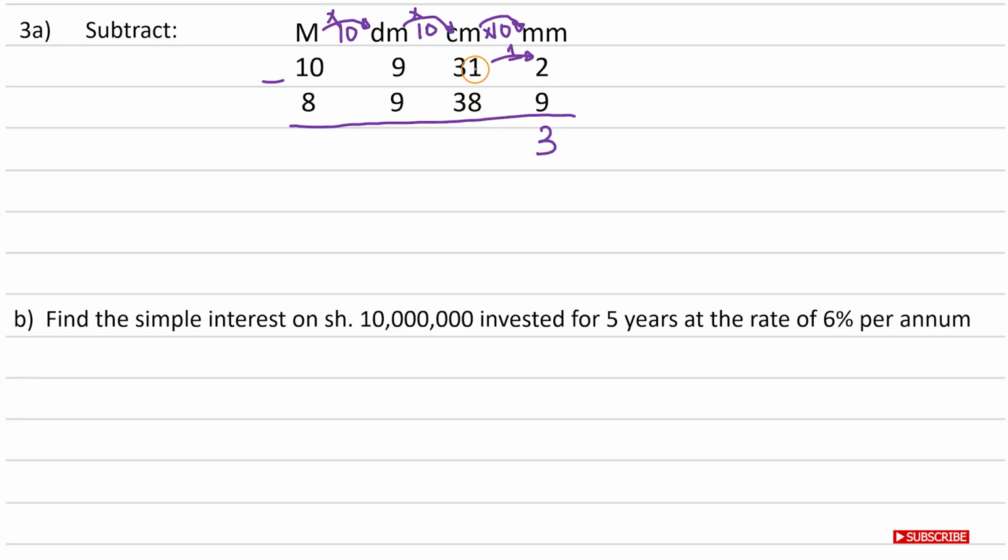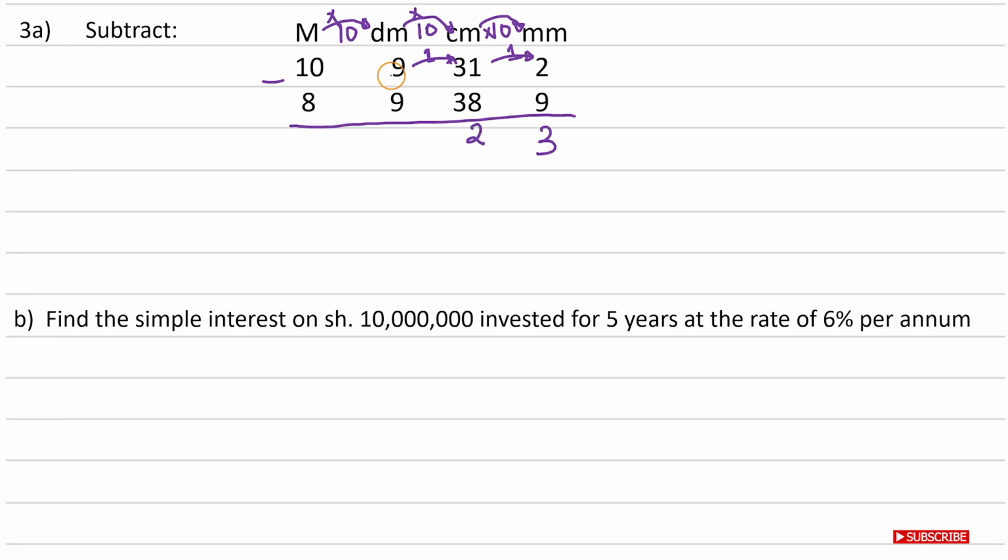Now we've borrowed 1 there. Now we only have 30 centimeters. So we're going to borrow 1 over here. We're going to take 1 from there. That is going to be 10 centimeters. 1 decimeter is 10 centimeters. So we had 30. Now we have 40. 40 take away 38 is 2.